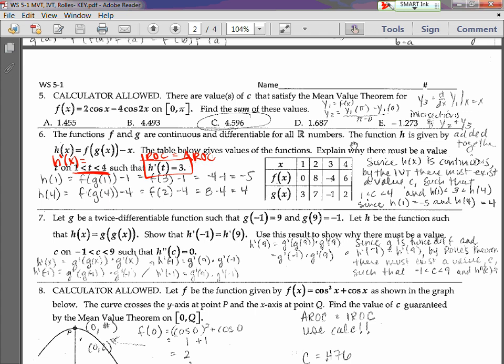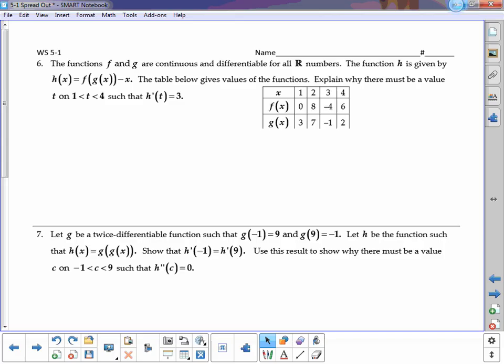Number 7. Alright, so number 7, it says that we have a twice differentiable function. They give us some particular information, and they want us to show why there must be a value within the interval -1 to 9 where the second derivative equals 0. Interesting, this number 7 is very similar to number 4, kind of in the general idea of the problem. Let me go and pull it up to work it out.